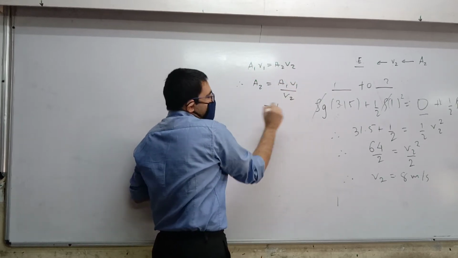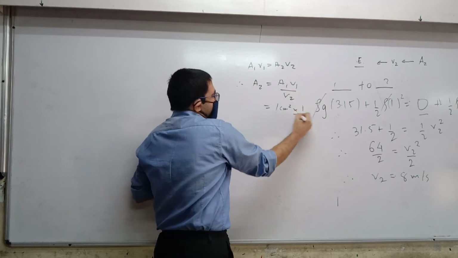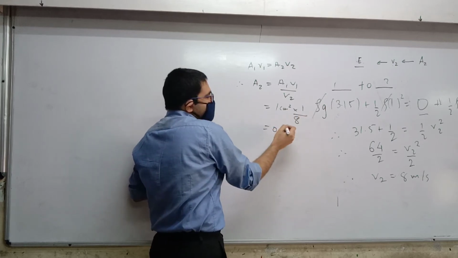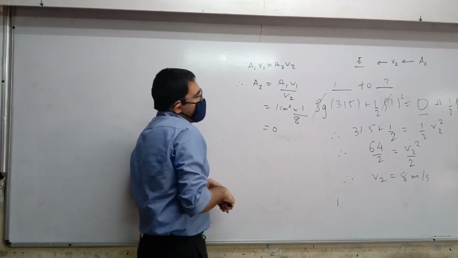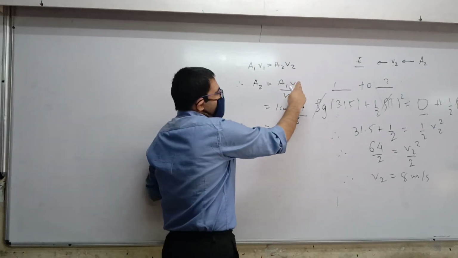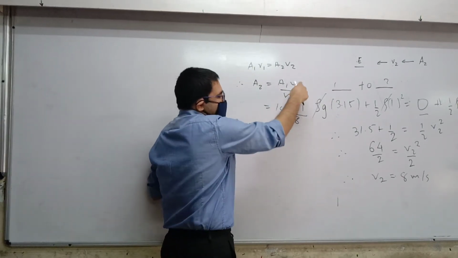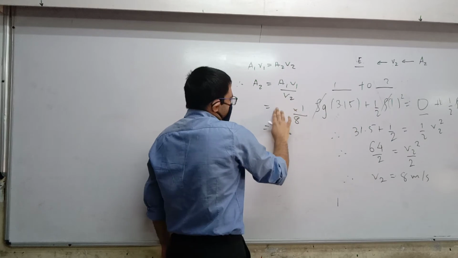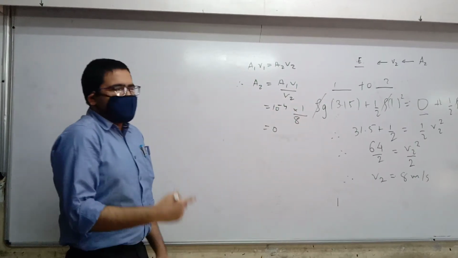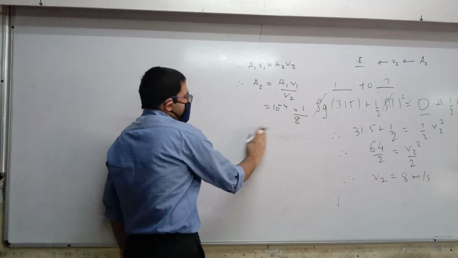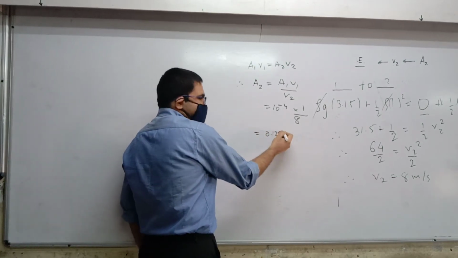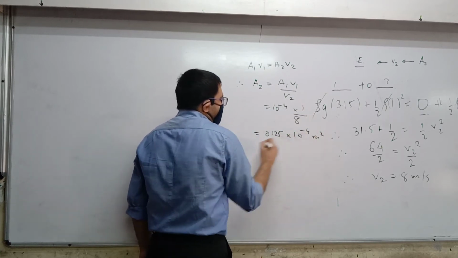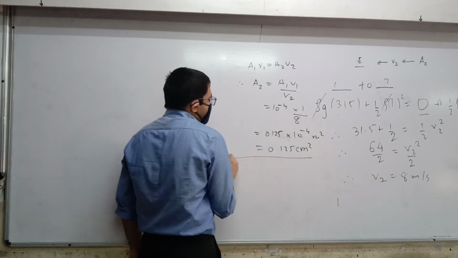So A1 is 1 centimeter square, V1 is 1, V2 is 8. Is that okay? But do the units match? There is no need. A in meter, A in meter. So units are cancelled. Do you get what I'm saying? Yes. If you're very confused, you can always write this as 10 raised to minus 4. So final answer will be 0.125 into 10 raised to minus 4 meter square or 0.125 centimeter square.